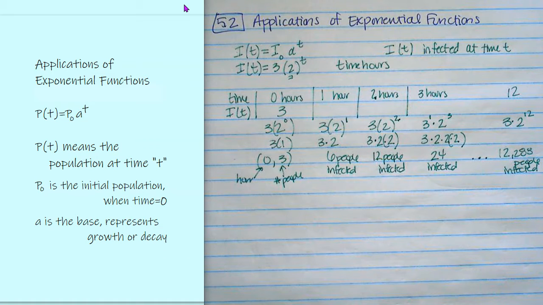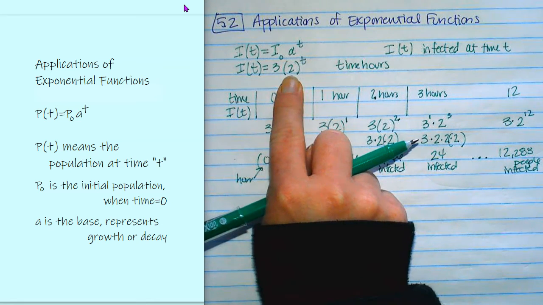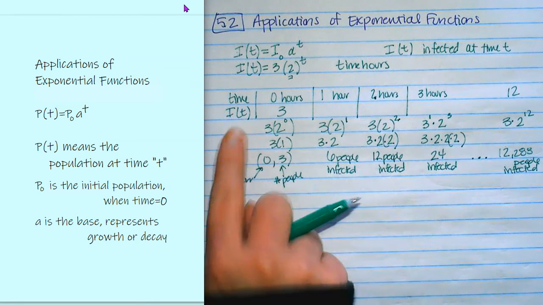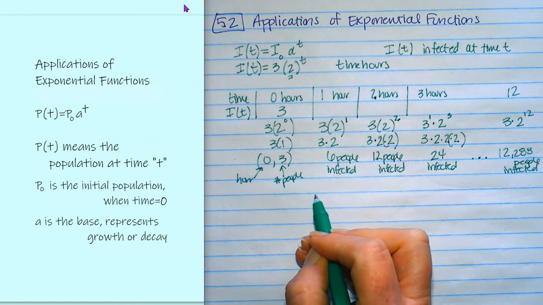But it does give you an idea of why everybody in the media was talking about flattening the curve. Because what they wanted to do was change this number, the growth factor, from 2 to 1. If you change it to 1, you're here. We have 3 times 1. You haven't really changed the number of people infected.